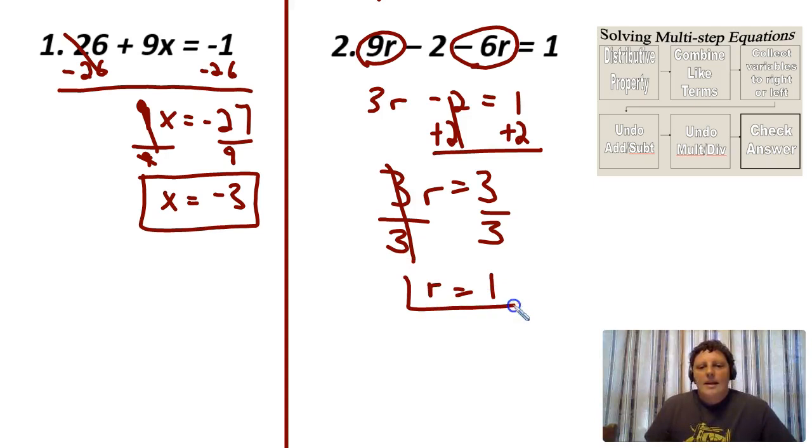Now, we said that the last step is to check your answer, and it's something that I don't always say in the videos because I'm trying to speed things up for you, but you're just going to plug this in, and in your calculator, 26 plus 9 times -3, you'll get -1. 9 times 1 minus 2 minus 6 times 1 is going to work out to be 1. So when you check, it always works out.